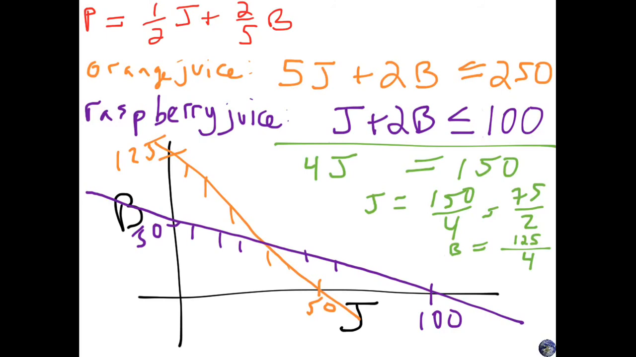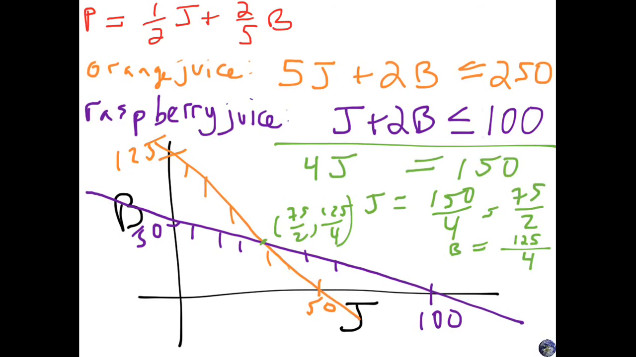Let me go back one step there. I did that a little bit fast. So you get 125, then you divide the 2 over, so it becomes a 4 on the bottom instead of a 2. So there's your b coordinate. So now we know the coordinates of that point. It's 75 over 2, comma 125 over 4.